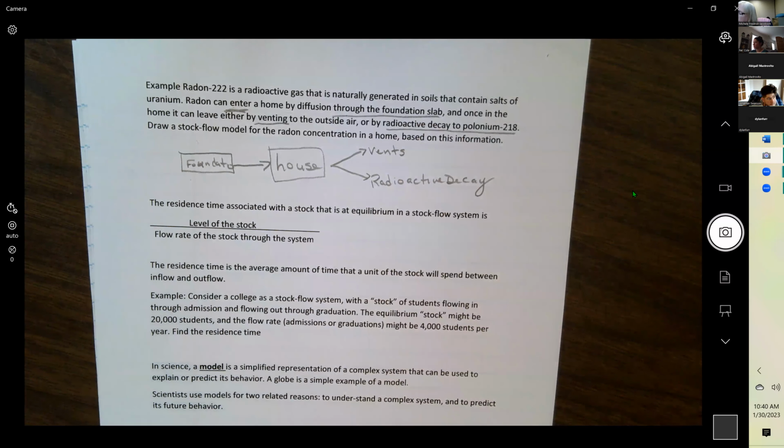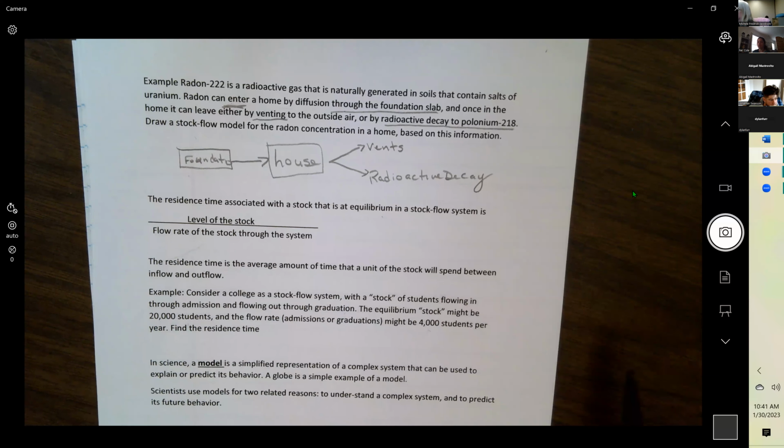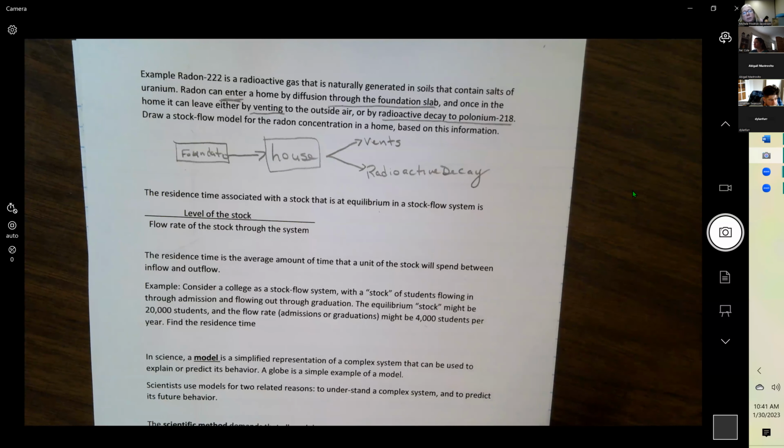Back to the town. If we consider college as a stock flow with a stock of students flowing in through admissions and flowing out through graduation, the equilibrium stock might be 20,000 students. 20,000 sign up each year. And the flow rate could be 4,000 graduating. Now, of course, this isn't including students who just quit. Those maybe should be included in our 4,000.